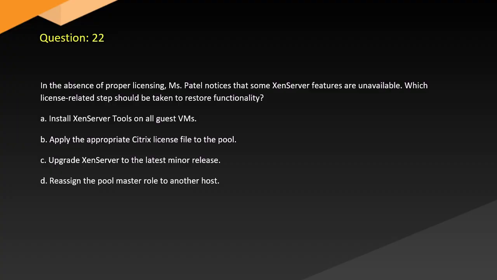Question 22. In the absence of proper licensing, Ms. Patel notices that some XenServer features are unavailable. Which license-related steps should be taken to restore functionality? A. Install XenServer tools on all guest VMs. B. Apply the appropriate Citrix license file to the pool. C. Upgrade XenServer to the latest minor release. D. Reassign the pool master role to another host.